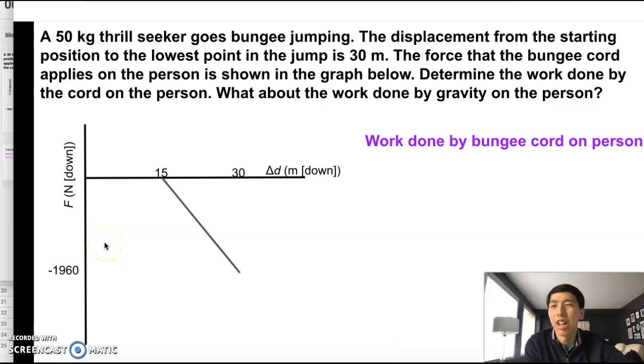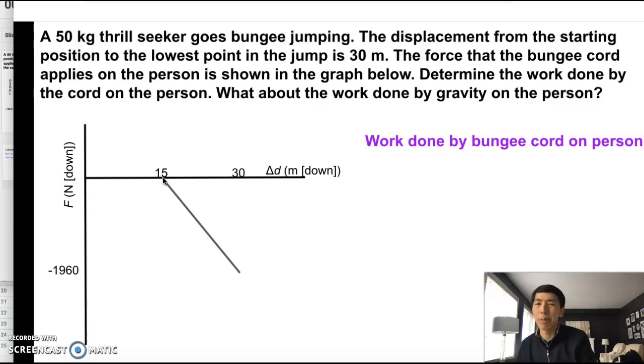So I first want to explain why the graph looks the way it does. First of all, I've labeled the horizontal axis with displacement in meters down, though I forgot to put the vector arrows in the slideshow. I apologize for that. So the horizontal axis is the displacement down. Now, the displacement is 30 meters in total. It says the person gets to a lowest point 30 meters down. However, the graph doesn't seem to start until 15. Why does it not seem like the graph starts until 15?